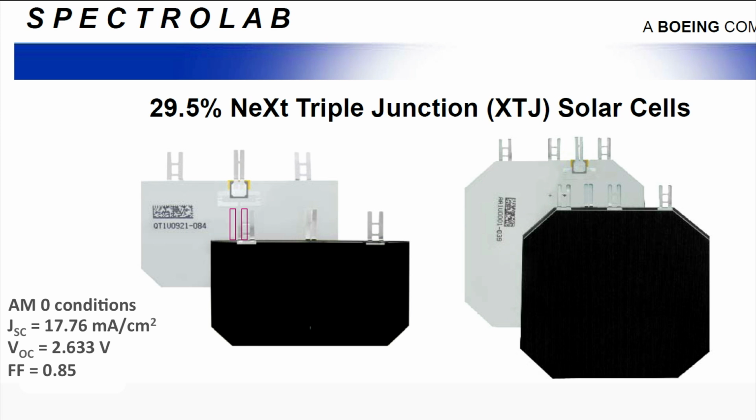Theoretically, this spectral part can generate 62 milliamps per square centimeter of current with an EQE of 100%. This means that this triple junction of Spectrolab has an impressive average EQE of 86%. Having a fill factor of 85%, this cell has a 29.5% conversion efficiency for AM0 space conditions.